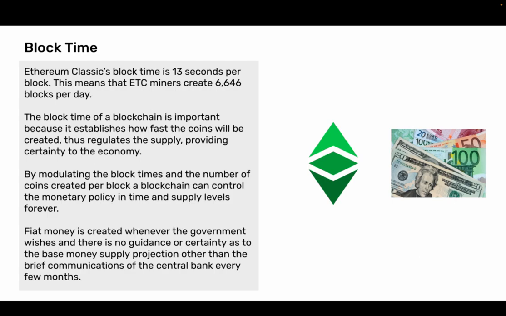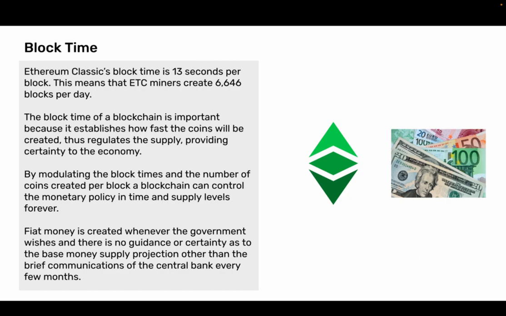Block time. Ethereum Classic's block time is 13 seconds per block. This means that ETC miners create 6,646 blocks per day. The block time of a blockchain is important because it establishes how fast the coins will be created, and thus regulates the supply, providing certainty to the economy.